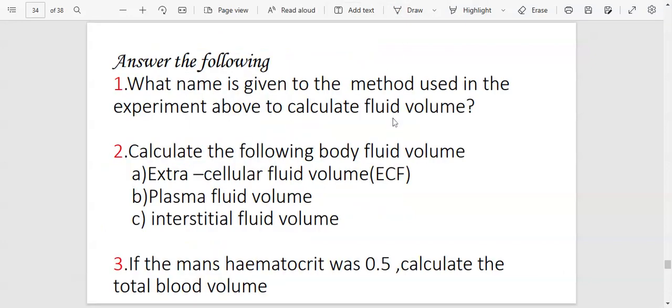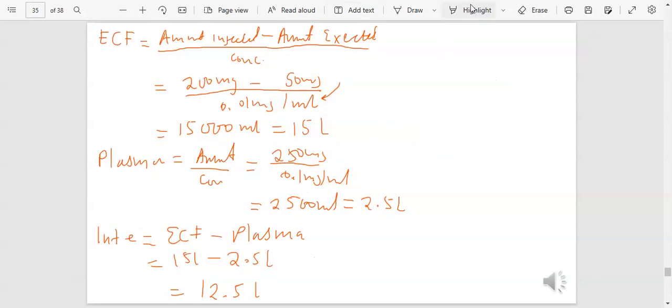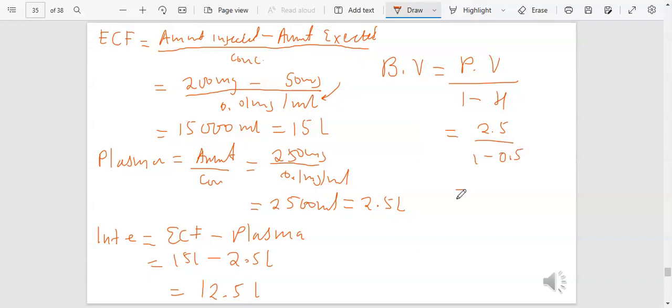Let's see question C. If the man's hematocrit was 0.5, calculate the total blood volume. Now remember, the blood volume, BV, is given by plasma volume divided by 1 minus hematocrit. The plasma volume we've already calculated as 2.5, divided by 1 minus the hematocrit, which is given as 0.5. So this is going to give us 5 liters. This is the blood volume of this patient.